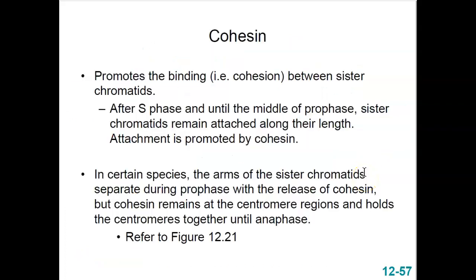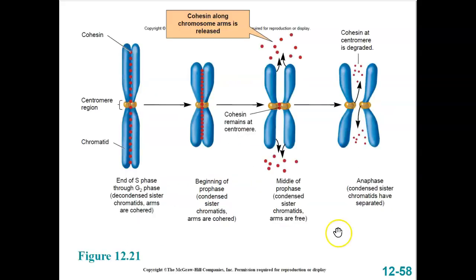So cohesin then becomes important because that's going to bring sister chromatids together in meiosis, all right? After S phase, during the middle of prophase, sister chromatids remain attached along their length, and it can help promote homologous chromosomes to come together. And in certain species, the arms of the sister chromatids separate for certain processes to happen. You don't need to worry about that.